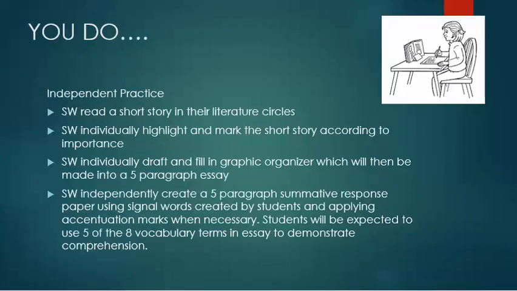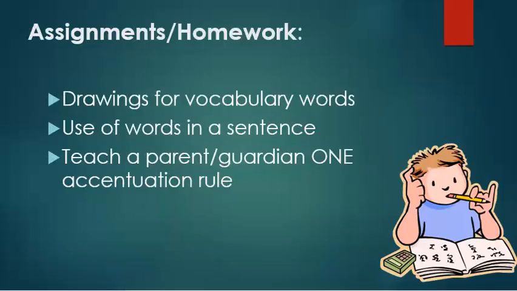And then independent practice, students will read a short story in their literature circles, individually taking notes. Students will then draft and fill in their own graphic organizer independently this time, and essentially they will create a 5-paragraph summative response using signal words created by the students and applying accent marks when necessary. And then the expectation will be that students will use 5 of the 8 vocabulary terms that we've discussed as a class.